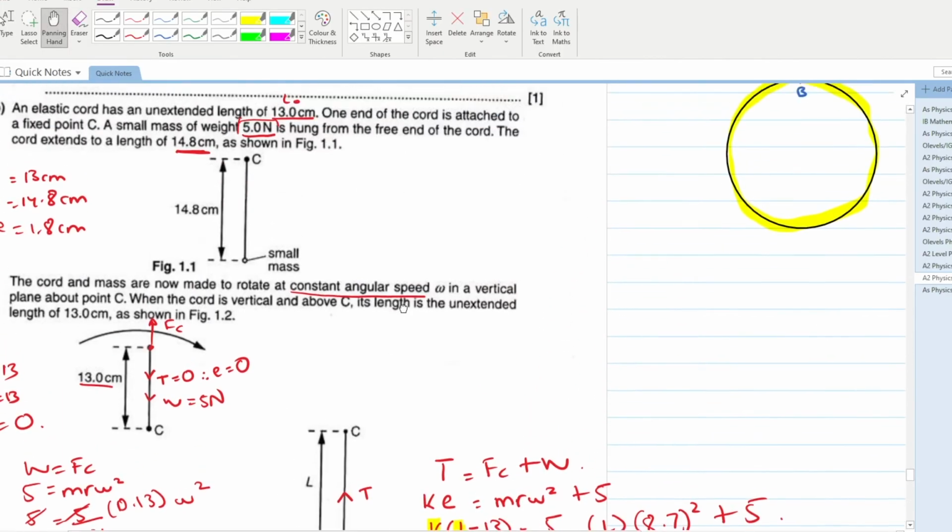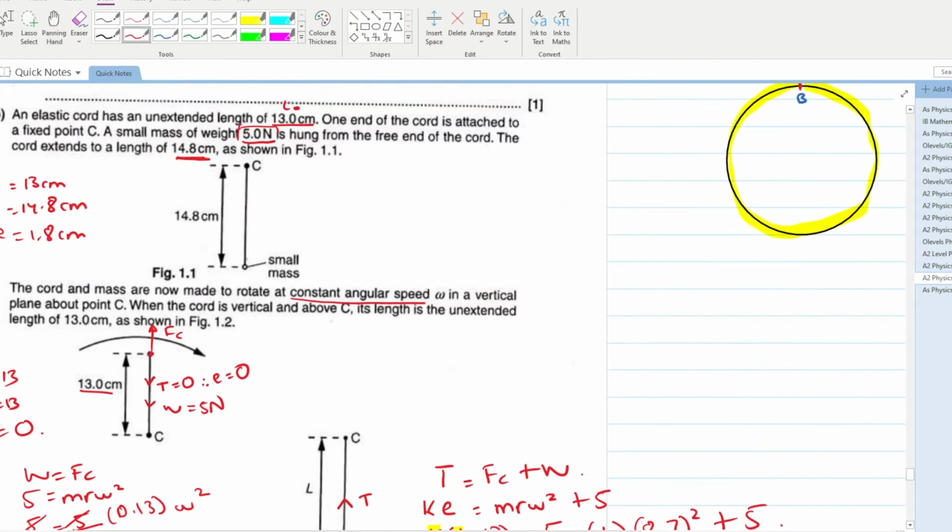लेट्स गो टू द फर्स्ट सिनेरियो. फिगर 1.1 पे आओ. यहाँ पे वेट क्या कर रहा है? डाउनवर्ड एक्ट. टेंशन अपवर्ड एक्ट. बिकॉज दिस इज नॉट इन सर्कुलर मोशन, यहाँ पे सेंट्रीपिटल फोर्स नहीं होगी. वेट इज इक्वल टू टेंशन. वेट क्या है? 5 न्यूटन. टेंशन क्या है? K इंटू ई. यहाँ पे एक्सटेंशन क्या थी 1.8 सेंटीमीटर, 5 डिवाइडेड बाय 1.8.